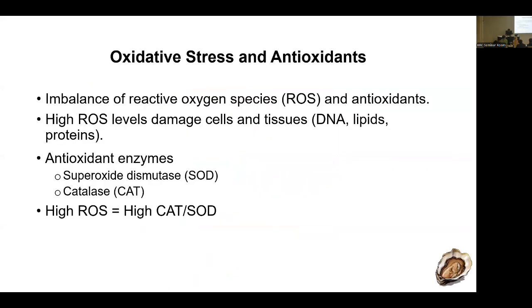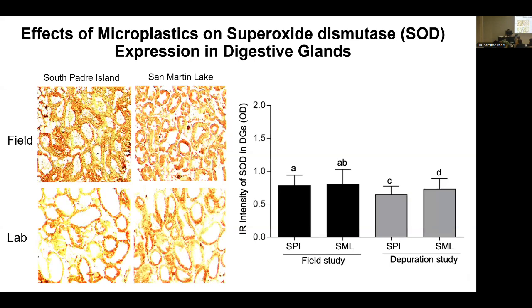So I did CAT and SOD. I have 2 minutes, so I'm only going to brush through these. When they're under higher stress, they produce more of these antioxidants to combat the oxidative stress. So I did SOD first. My field oysters would have higher antioxidant expression because they're under more stress, so they're trying to combat more of this stress.